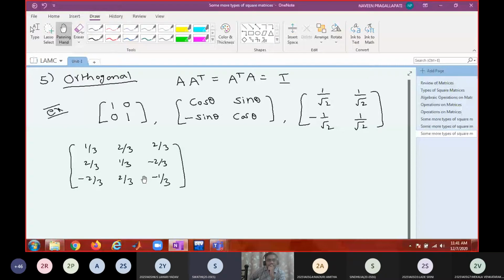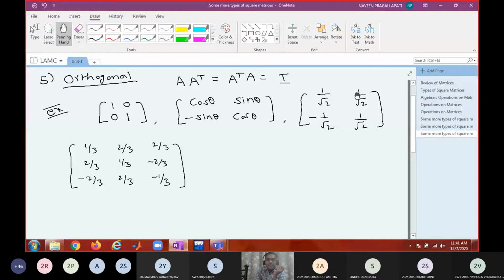Dot product is 0. Very good. You see, this is one column vector, this is another column vector. What is the dot product of these two vectors? 1 dot 0, 1 into 0 plus 0 into 1, 0. What is the dot product of these two vectors? Cos theta sin theta minus sin theta cos theta, 0.